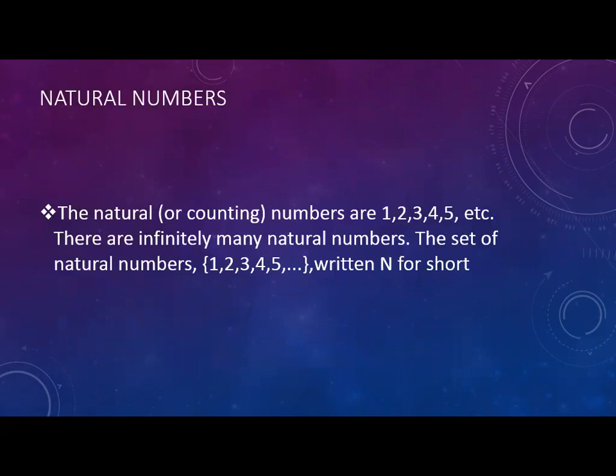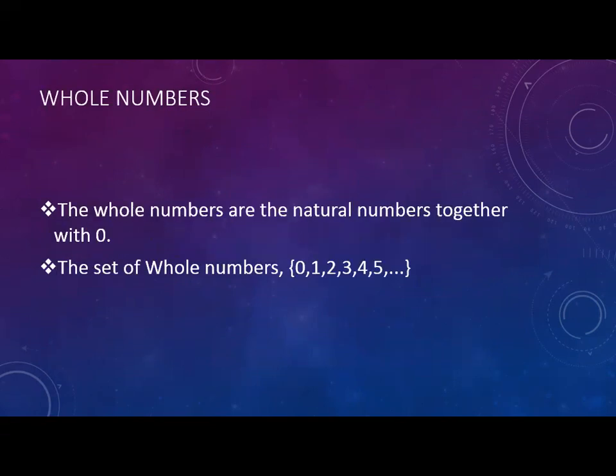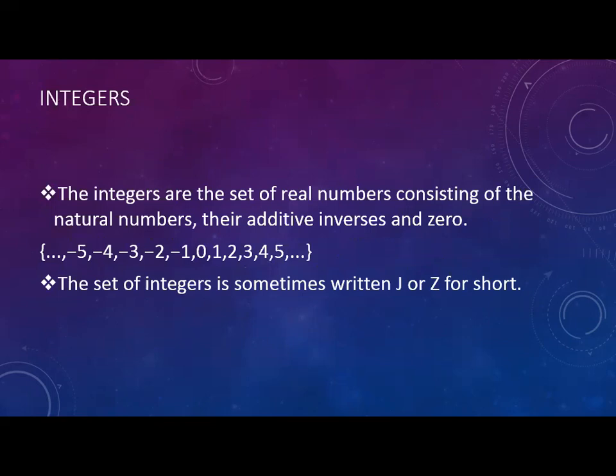So that's the same thing here. So the natural numbers is 1, 2, 3, 4, 5. And it can be written as N for short. And whole numbers, the whole numbers are the natural numbers together with 0. So obviously the whole numbers start with 0 and we have the natural numbers continued. So the set of whole numbers can be 0, 1, 2, 3, 4, 5 and so on.